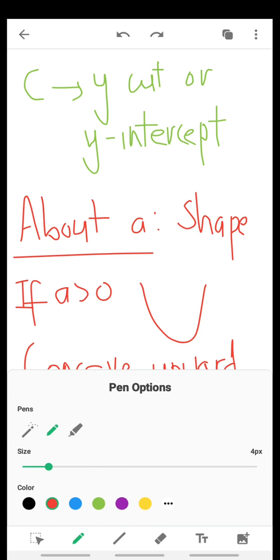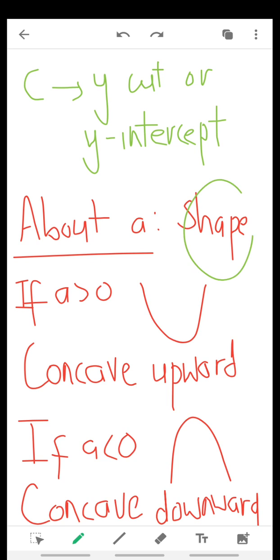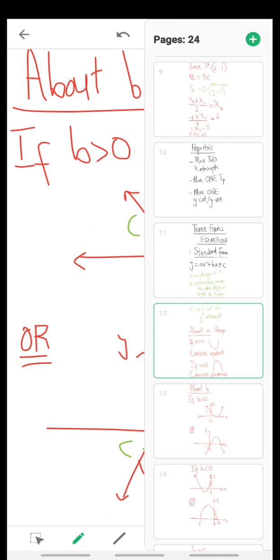Okay, starting with A, we said A determines the shape of the parabola, whether it will smile or will frown. So if your A value is positive, your parabola will smile. Okay, and we say it is concave upward. As you can see, it's looking upward. And then if your A value is negative, then your parabola is normally said to be concave downward. Okay, that is what A does. Now let's go to B.